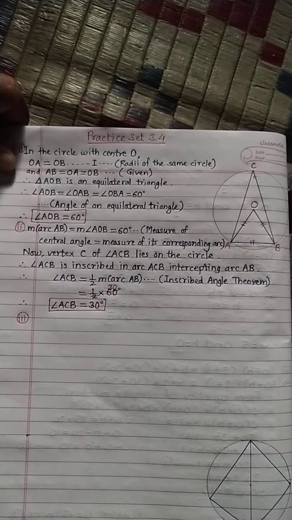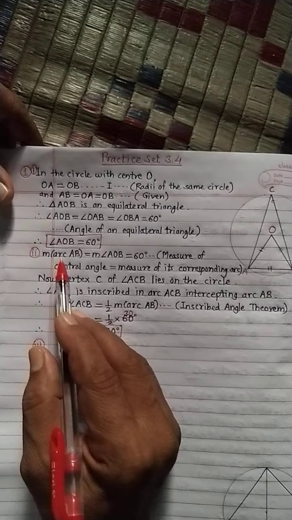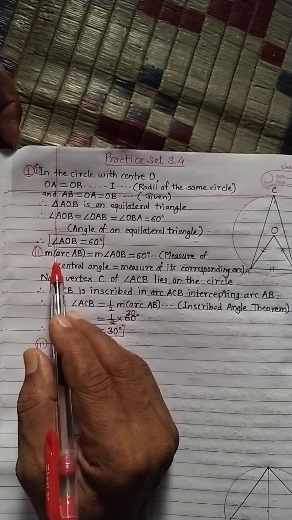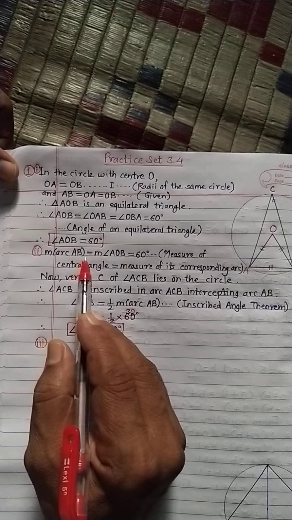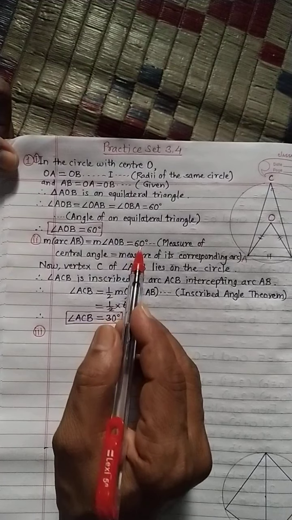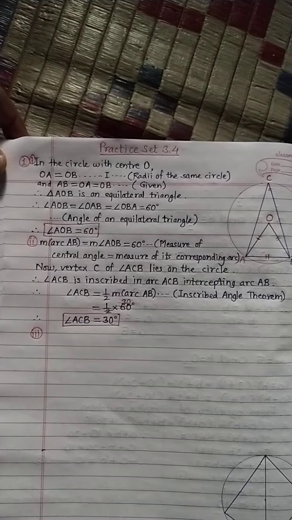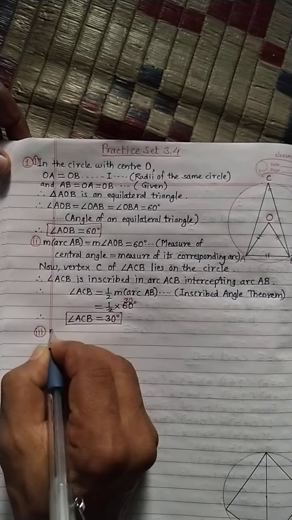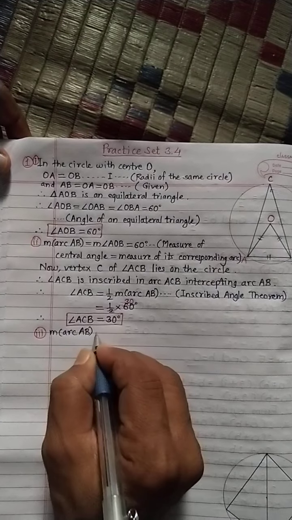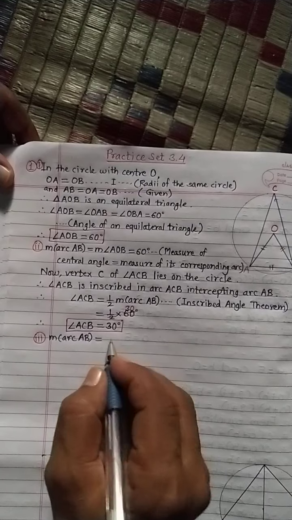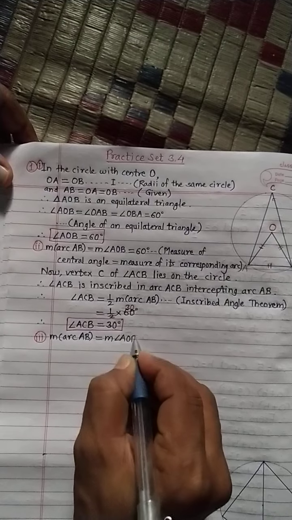I have to find out the measure of arc AB. I have already written here, measure of arc AB is equal to 60 degree. Here, measure of arc AB is equal to measure of angle AOB.